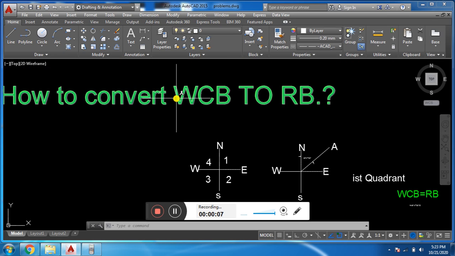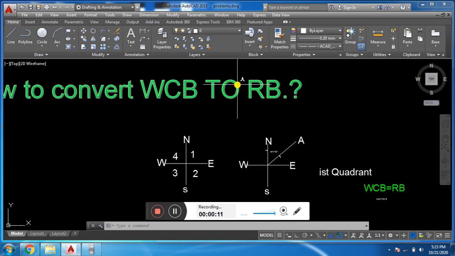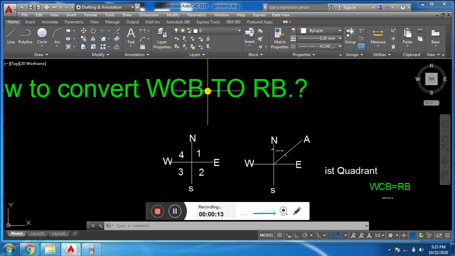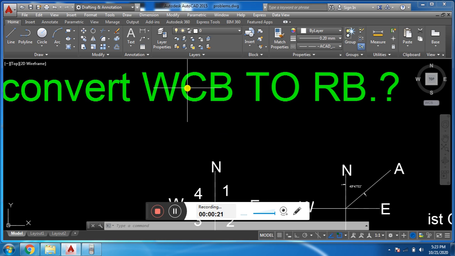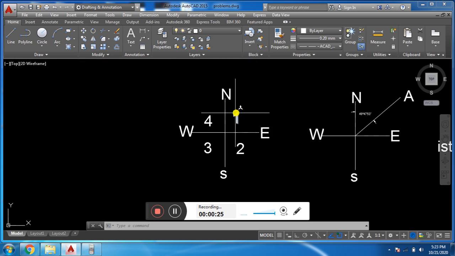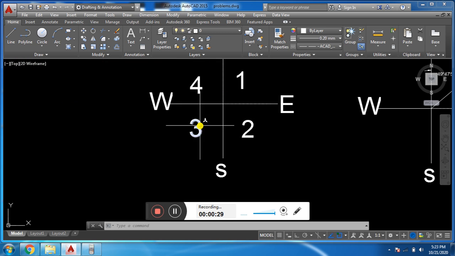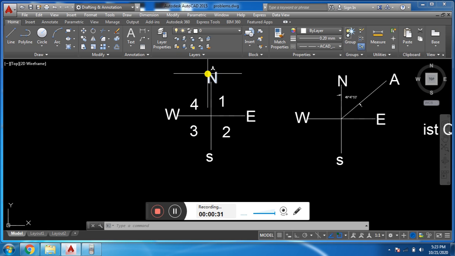Today I am going to discuss how to convert a whole circle bearing to reduced bearing. Before, we discussed the difference between angle and bearing and the types of bearing, whole circle bearing and reduced bearing. But today we will discuss how to convert whole circle bearing to reduced bearing. Let's start. We know this system. This is the first quadrant, this is second, this is third, this is fourth. North, south, east and west.